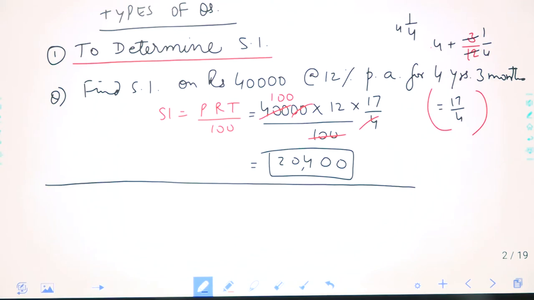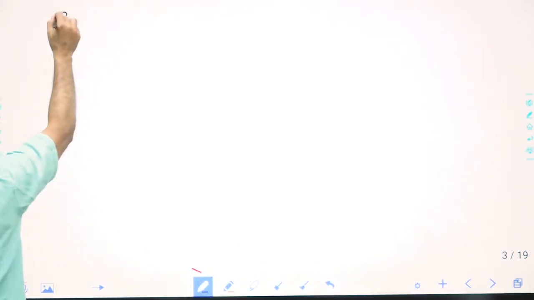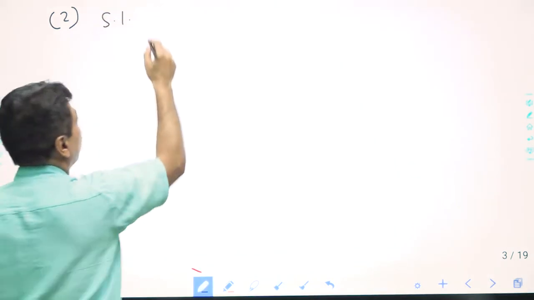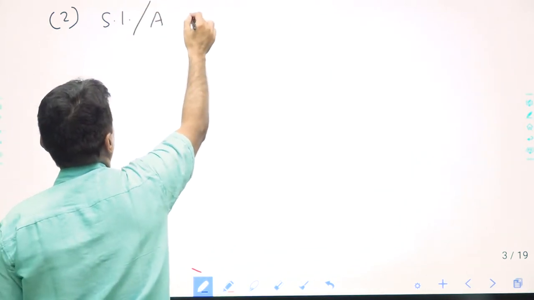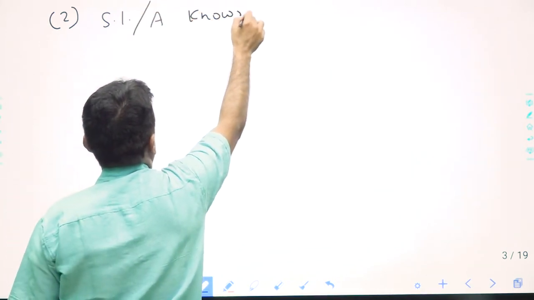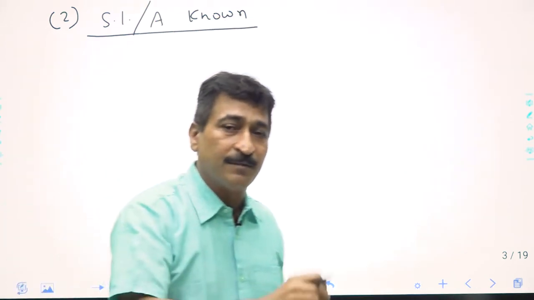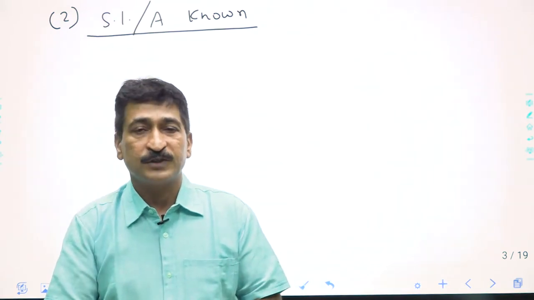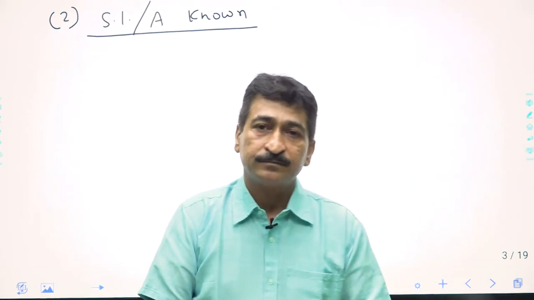Now, let us move on to the second part. The first part was to determine SI. Now, in the second part, SI or amount will be known. You will be given SI, you will be given amount, and you will be asked to determine the principal.